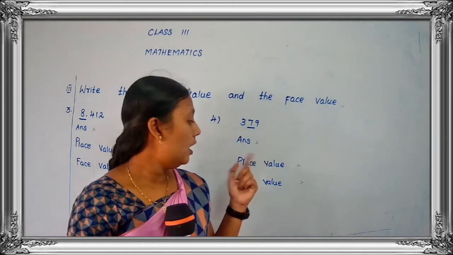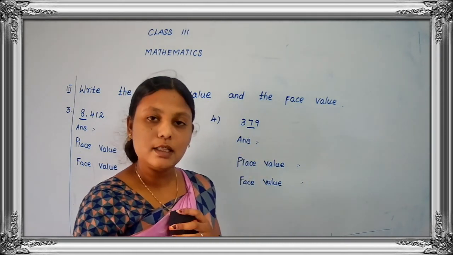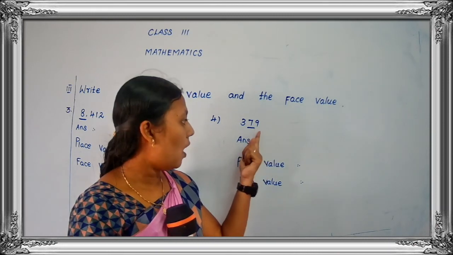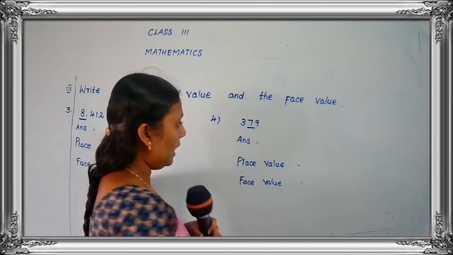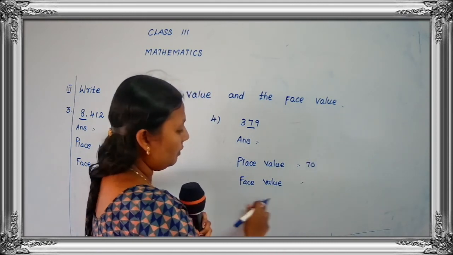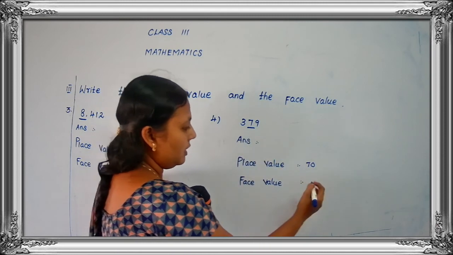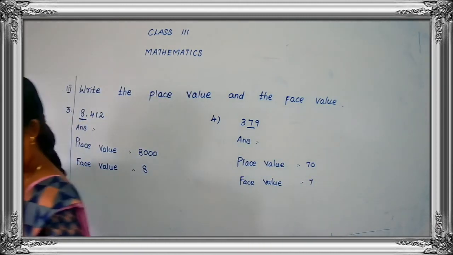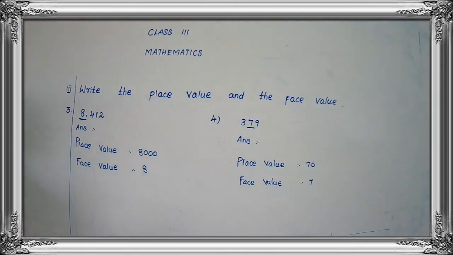7. Place value. 7 is in which place? Tens place. Yes, ones and tens. So tens means what will come? 70. Then see the face value. Which one is the underlined digit number? 7. So you want to write 7. Do you understand, children?